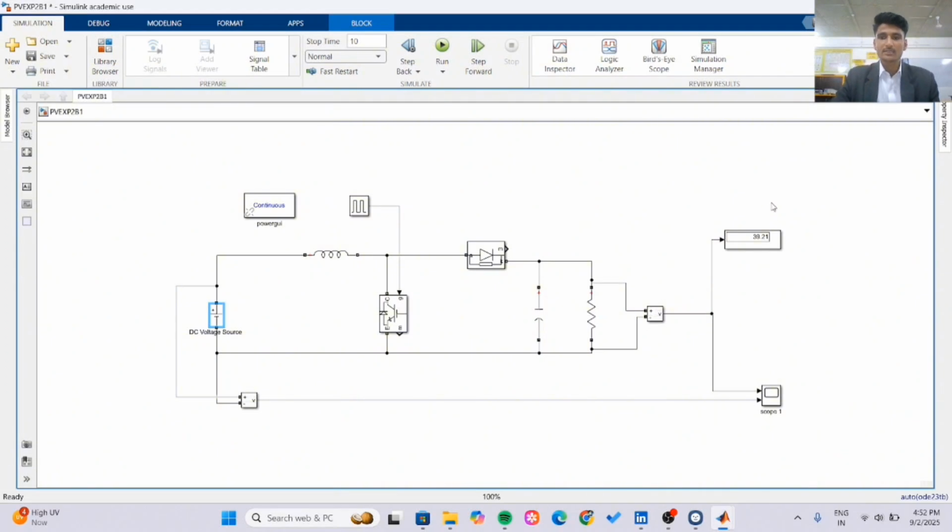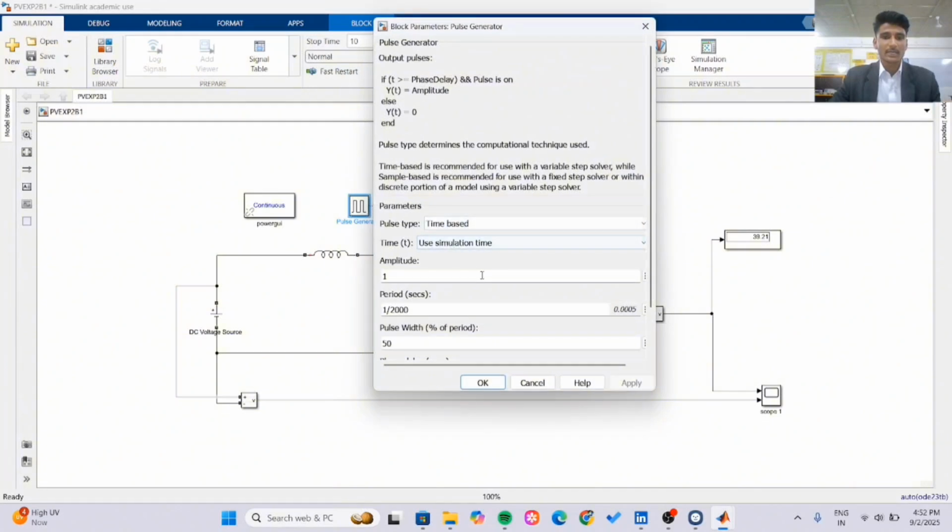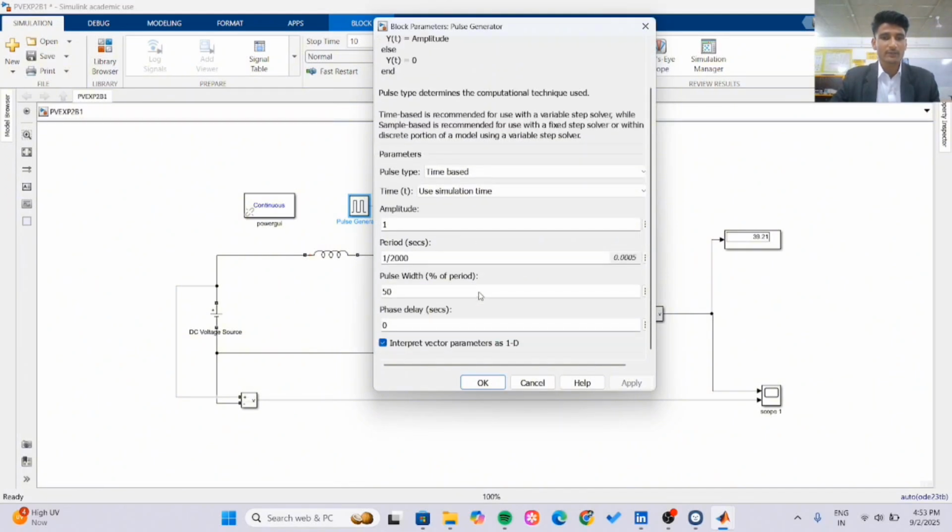The display shows the value of the output voltage, which is 39.21, approximately double the input voltage. It is because we applied a pulse generator with a time period of 0.0005, that is 1 by 2000 frequency, and the pulse width or duty cycle is 0.5, so half.